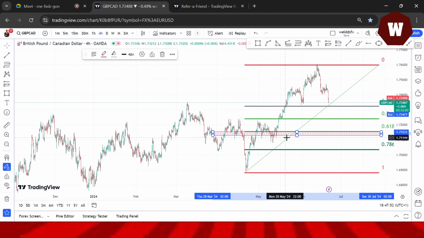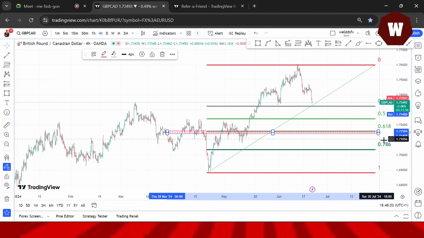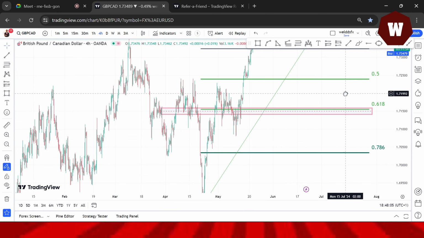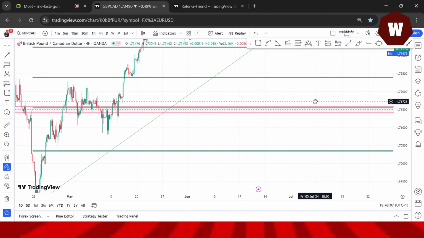I'm a master of gold. I'm a master of this. Trading doesn't work that way anyway. So why do I like this point? This level is the 61.8 fib level, and it's a demand zone.